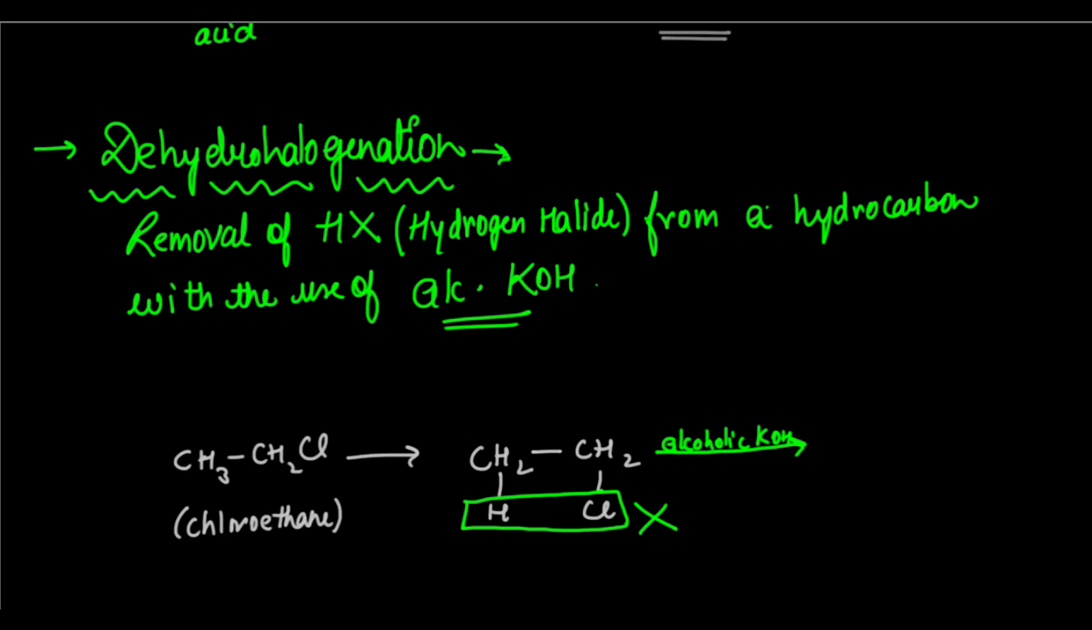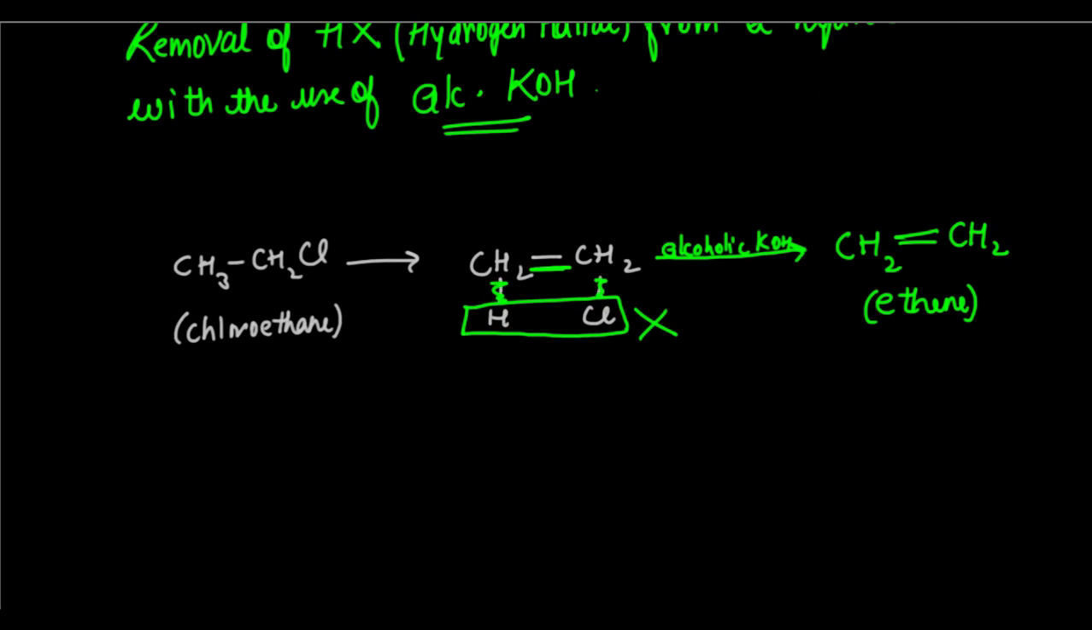And as a result, what will you get? You will get CH2, and this bond is going to break. And to complete the octet, there's going to be a bond between these two. So there will be CH2 double bond CH2, which is ethene.